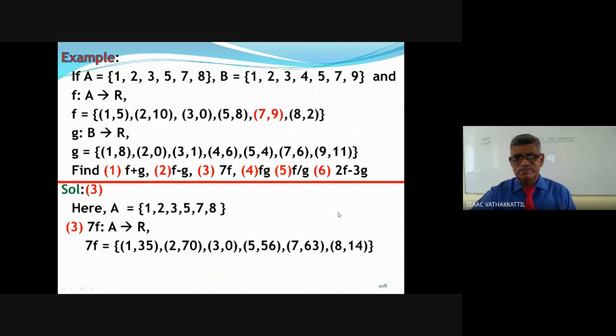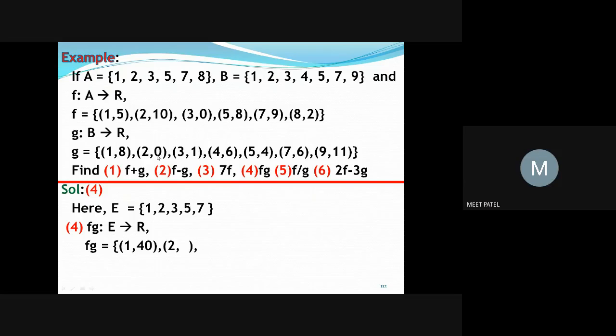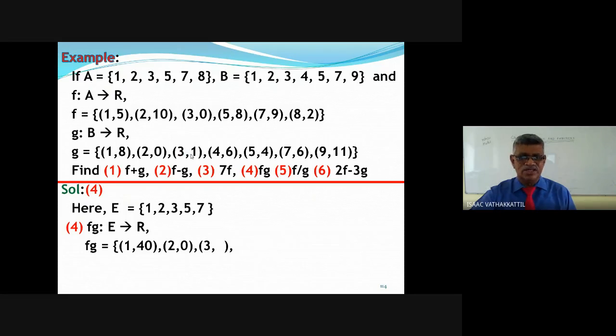40. Correct. Now we need the FG product. FG of 1. 1 into 5 into 8. Right? 40. FG of 2. Tell me. 0. FG of 3. Again 0. FG of 4. No, what is next? 5. FG of 5. 32. FG of 7.